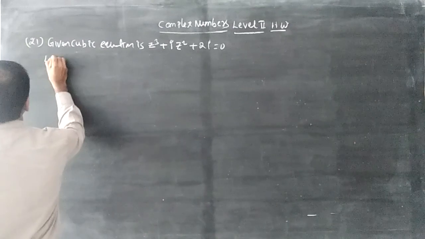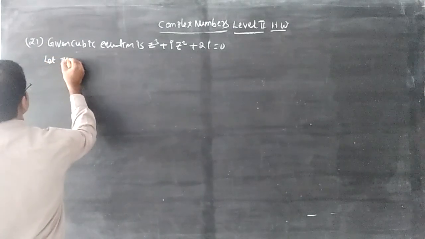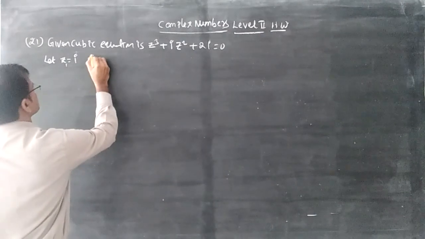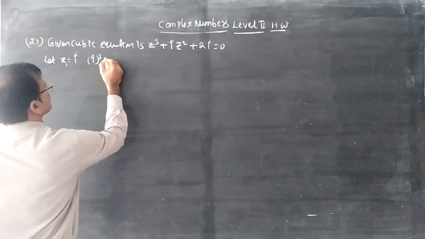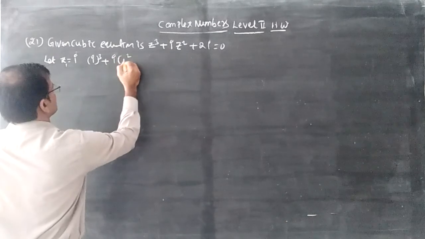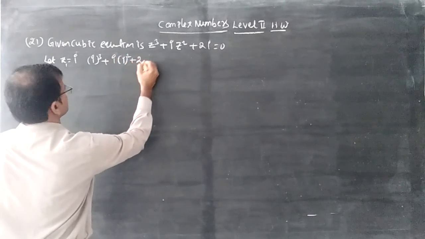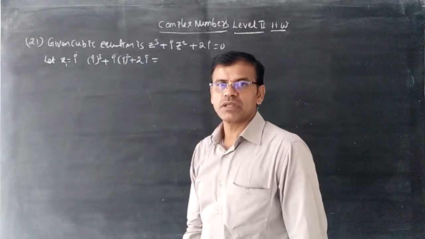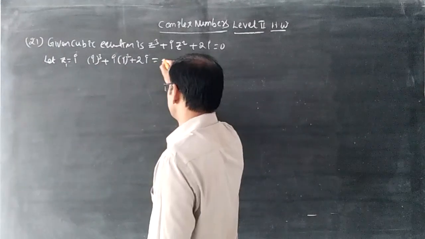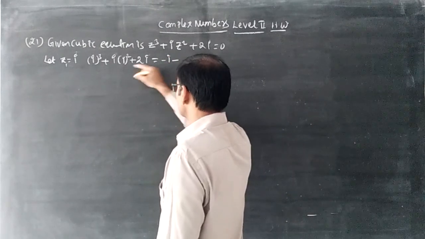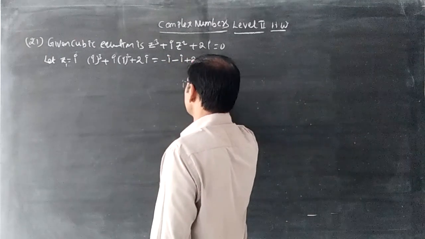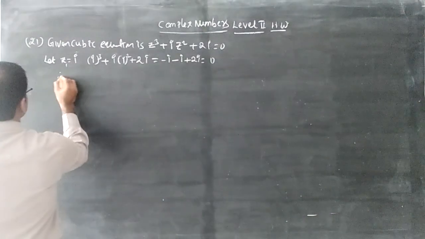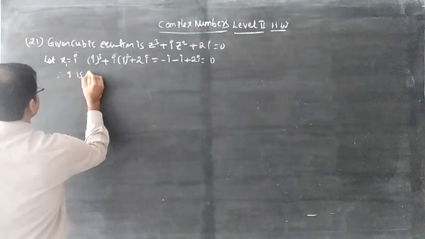Let z is equal to i. Substitute here: i cube plus i into i square plus 2i. i cube becomes i square into i, meaning minus 1 into i becomes minus i, plus in the same way minus i, plus 2i is equal to 0. Therefore, i is a root here.